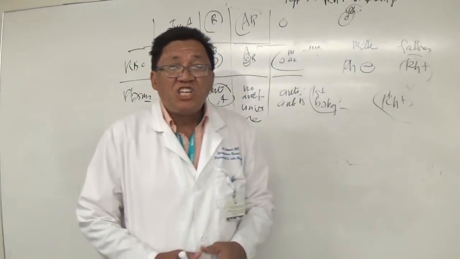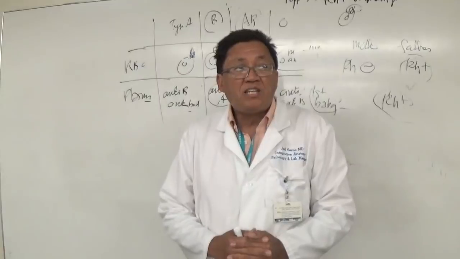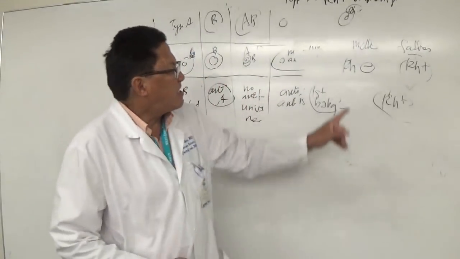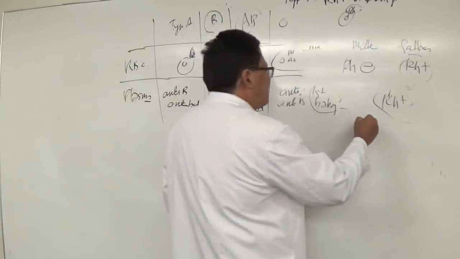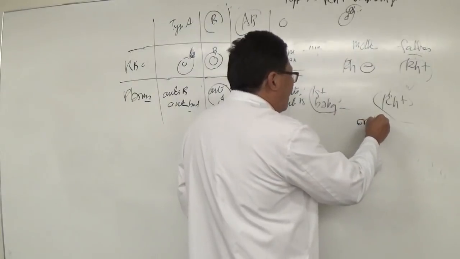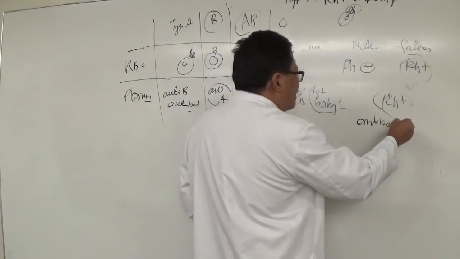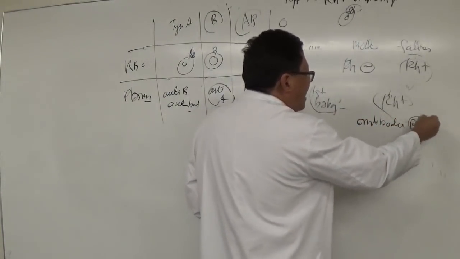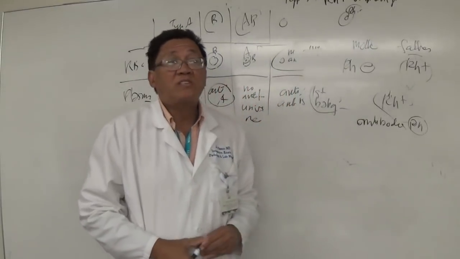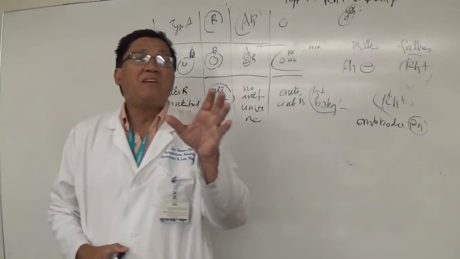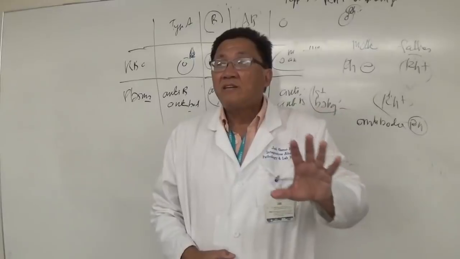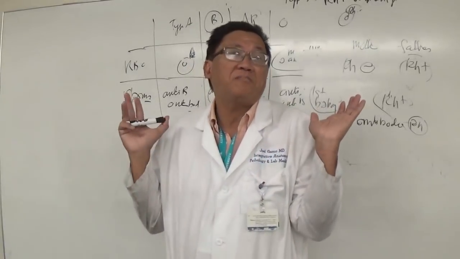And what will happen again? The mother will develop what? Antibodies against what? Rh antigen, which came from the first baby. But the first baby is safe because the baby is already out. Remember what the baby said? Thank you, I'm the first baby.